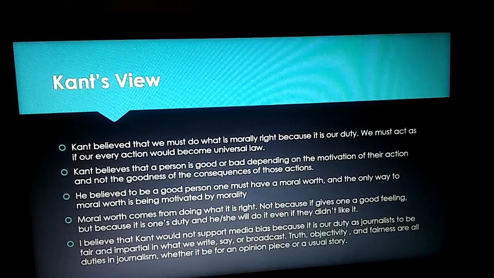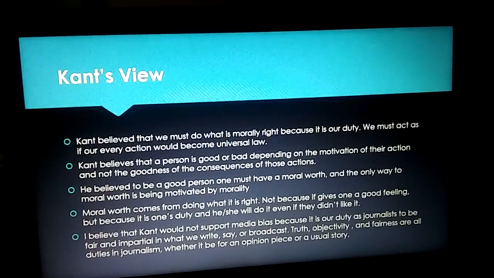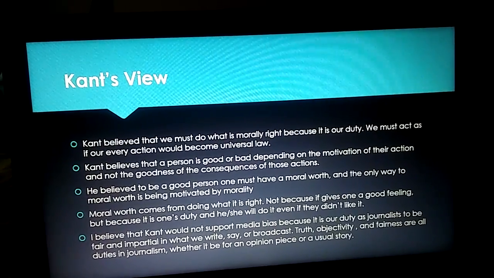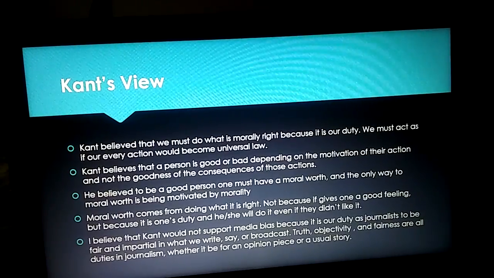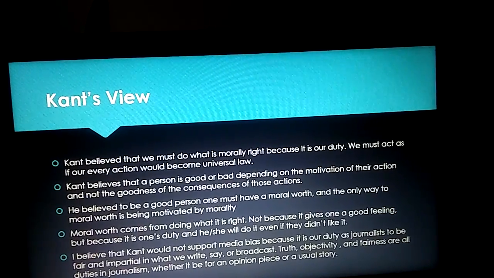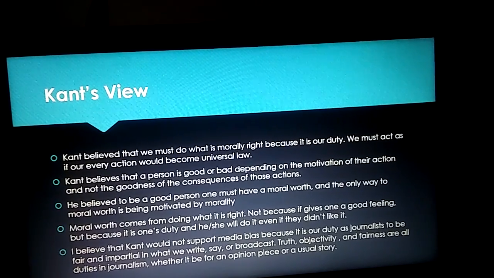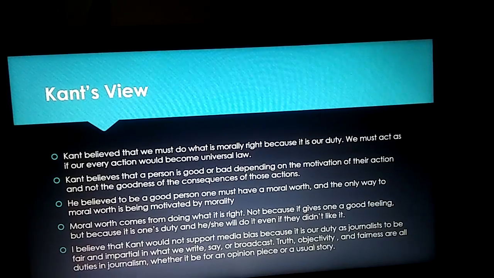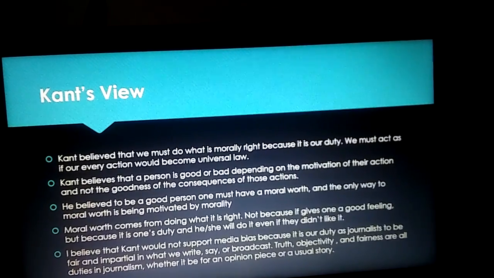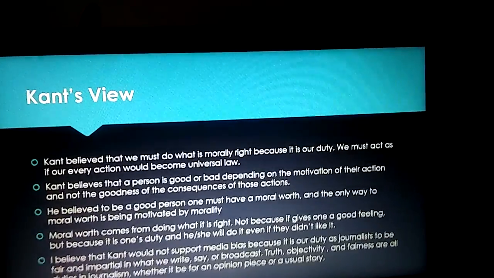And then Kant's view. Kant believed that we must do what is morally right because it is our duty. We must act as if our every action would be universal law. Moral worth comes from doing what is right, not because it gives one a good feeling, but because it's one's duty, and he or she will do it even if he didn't like it. Kant believed that a person is good or bad depending on the motivation of their action and not the goodness of the consequences of these actions.